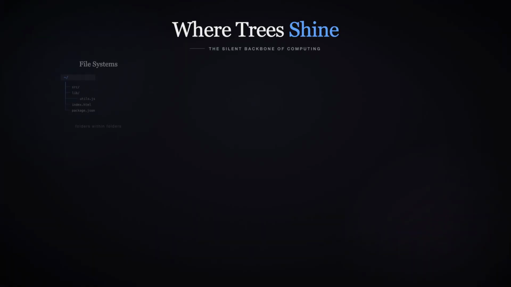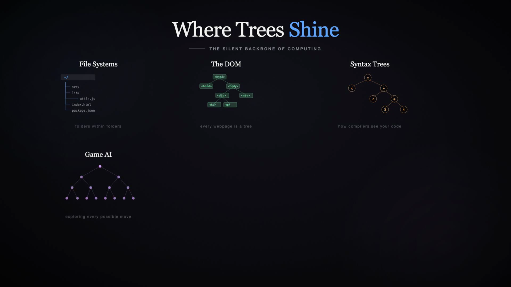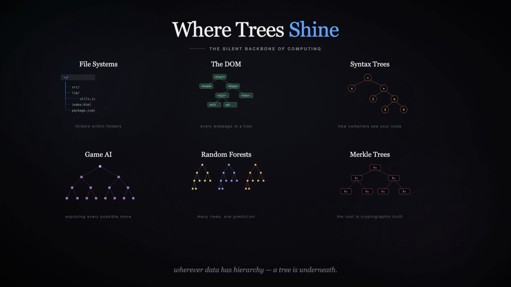Trees are everywhere, file systems, the DOM of every web page, compilers parsing your code into syntax trees, game AI exploring decisions, machine learning with decision trees and random forests, even the blockchain. Every Merkle root is a tree of cryptographic truth.